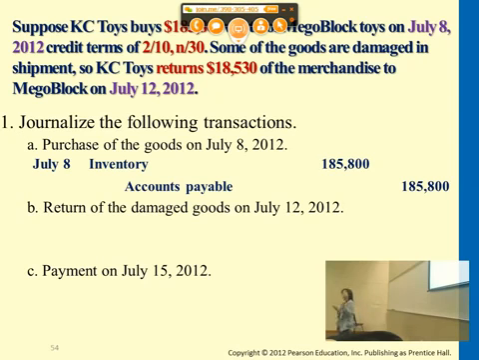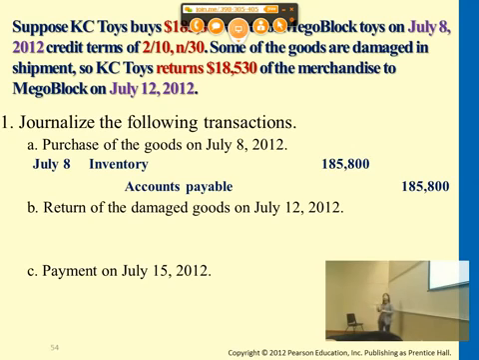At the same time, if you ship back the goods to the seller, then of course you're not responsible to pay that amount of money later on, right? So accounts payable earlier was $185,800, but after shipping the goods, a portion of that you return it to the seller, you're no longer responsible to pay back. So accounts payable will be debited, and then the idea is returns and allowances will be captured under inventory account.